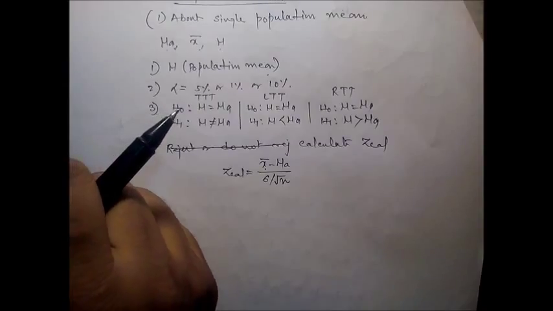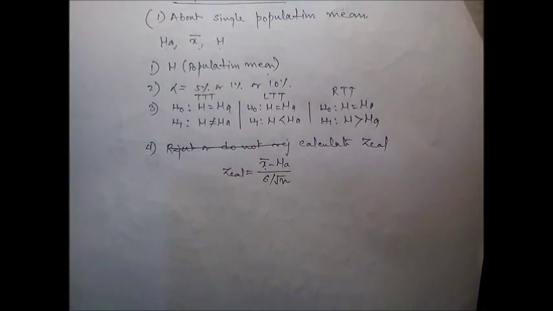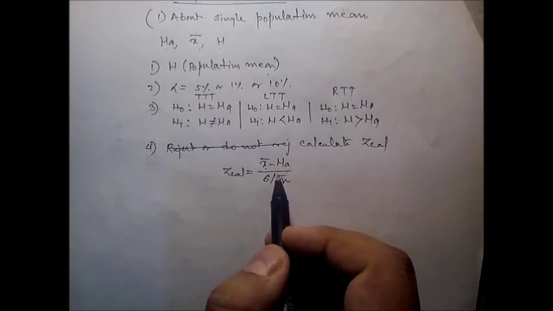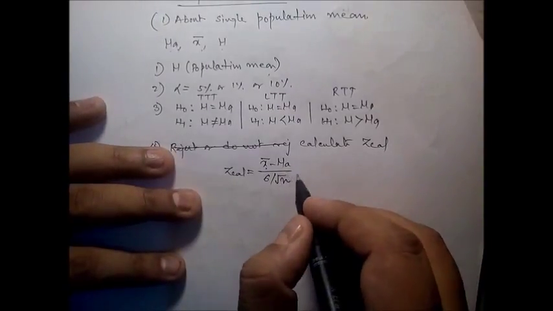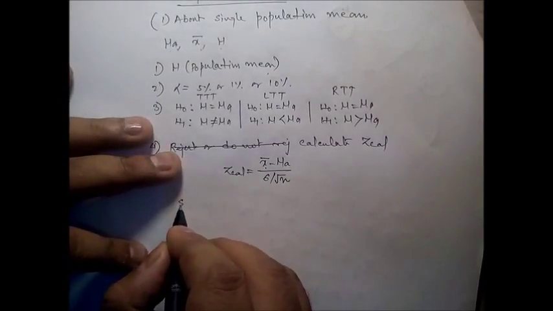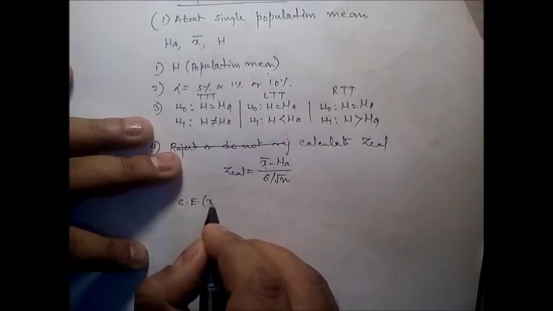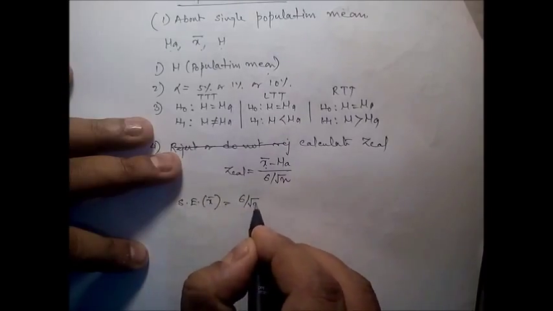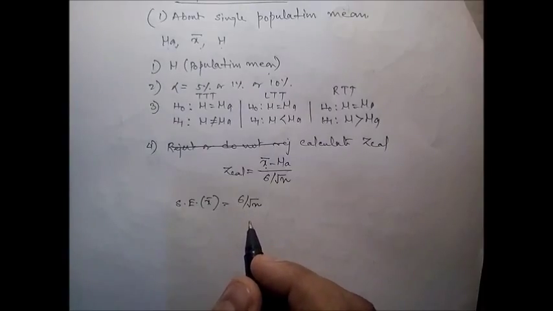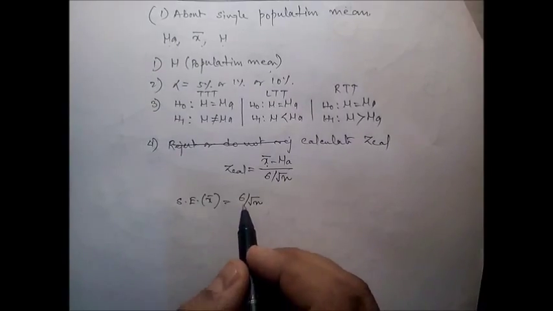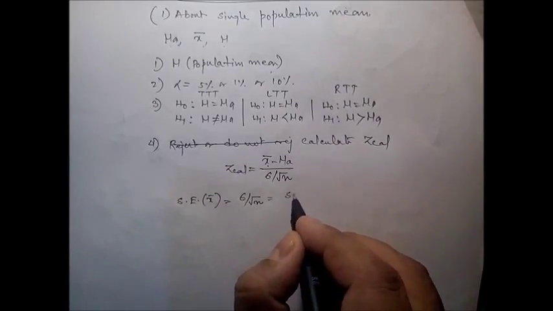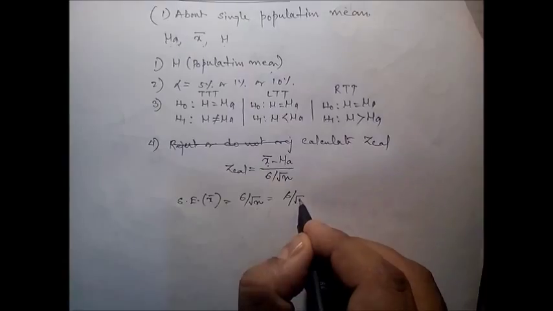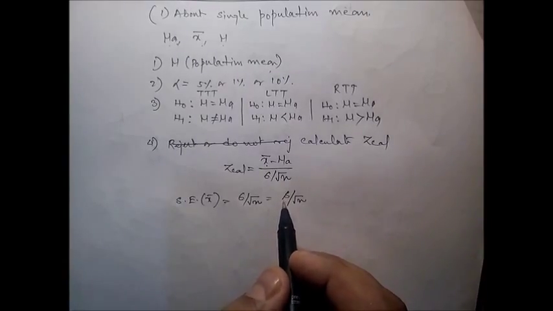Now assume the sampling distribution is normal and the level of significance is alpha. Under the null hypothesis, the test statistic is x bar minus mu A by sigma by square root of n. This is called the standard error. The standard error of the sample mean is sigma by square root of n. If sigma is unknown and the sample size is very large, then we can write s by square root of n, where s is the sample standard deviation.